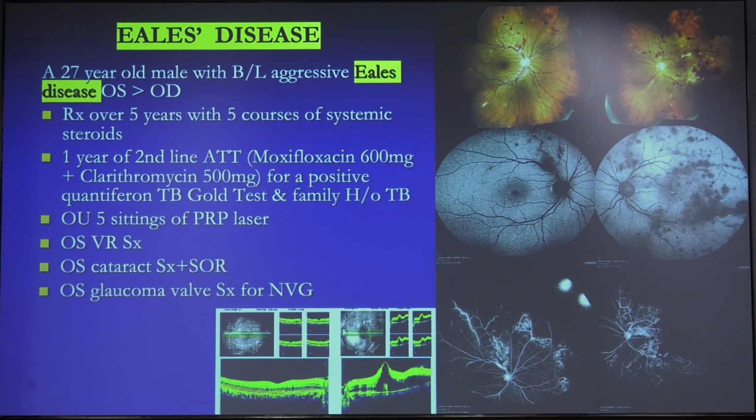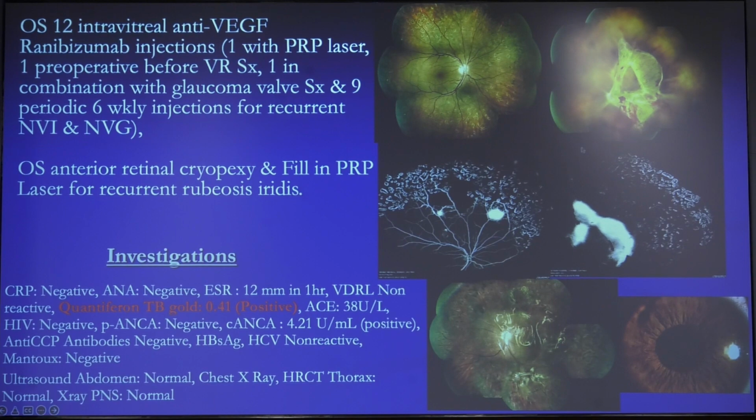Eales disease, this was a very interesting case. 27-year-old male, bilateral aggressive Eales, left more than right, treated over 5 years with systemic steroid, first line, 1 year of second line ATT, and 5 sittings of PRP laser, and underwent left eye VR surgery for this proliferation that you can see here. This is the initial presentation, and then he went on to develop a proliferation and was operated, and you can see the amount of neovascularization and capillary non-perfusion, and it needed oil in the left eye.